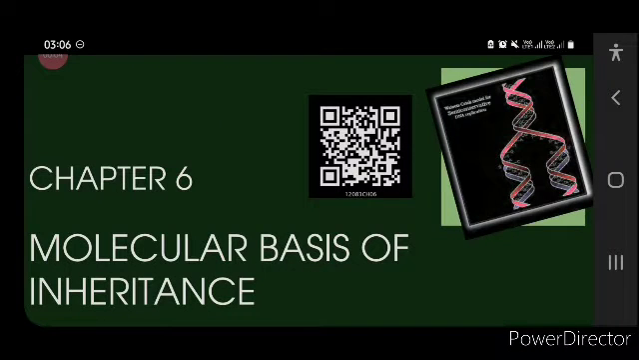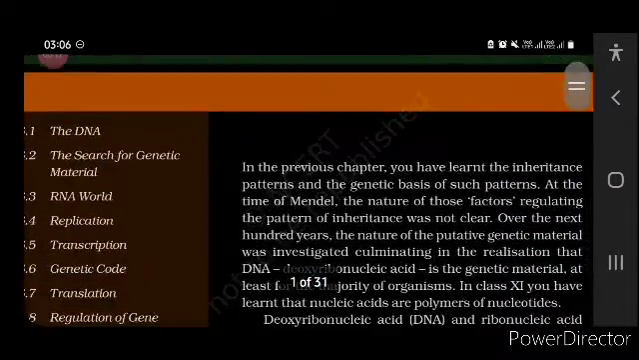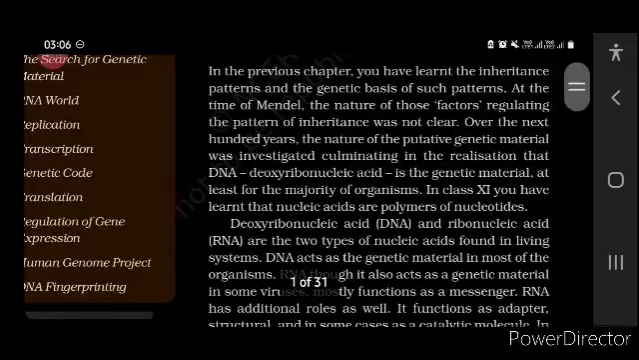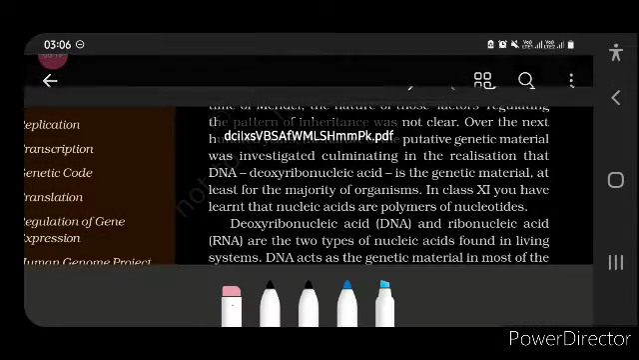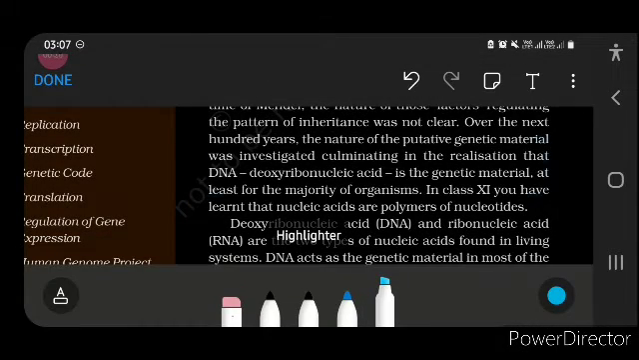So hey friends, we are going to revise our lesson molecular basis of inheritance, and in this we will be highlighting the main points of this chapter. Okay, I will annotate.